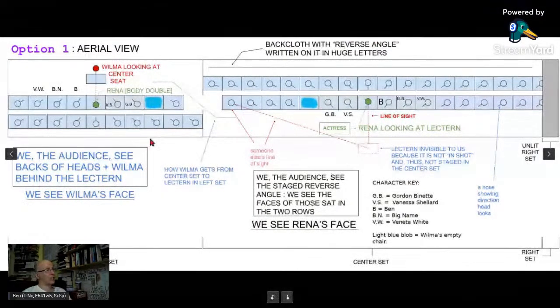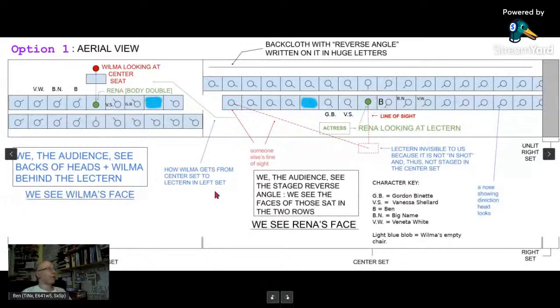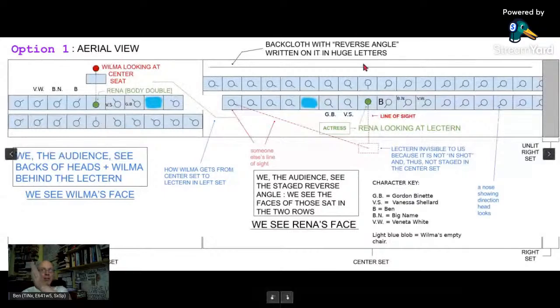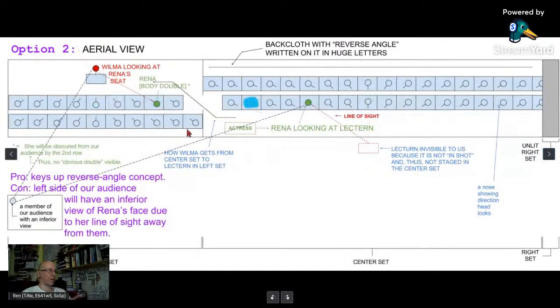Yes, I staged a reverse shot, a split screen, because I wanted the actress playing Wilma looking forward into the audience and to see Rena at the same time. I don't know if it's been done before. Maybe you can check. Has anybody else actually staged a reverse shot where Wilma is looking at Rena and Rena is looking, but it's the reverse shot split screen, a staged split screen. Now, looking forward.